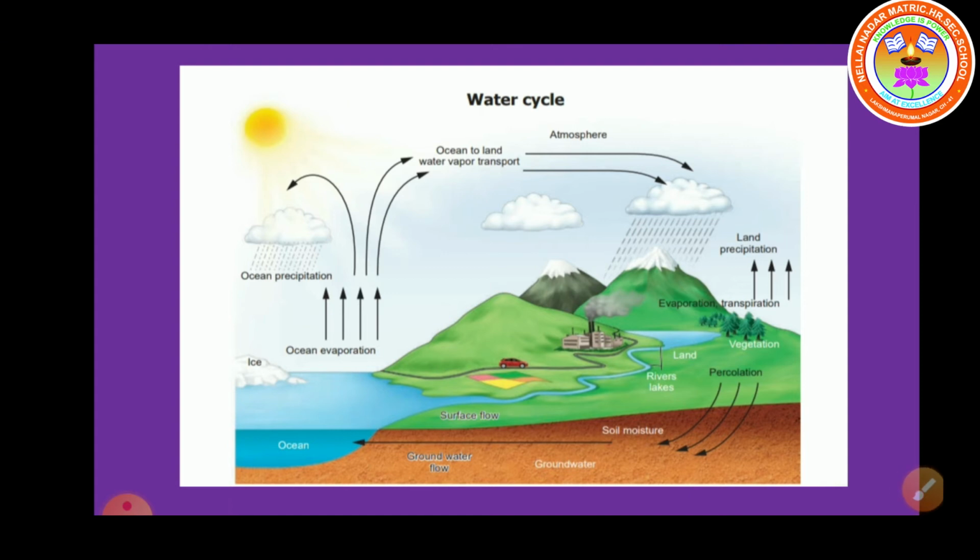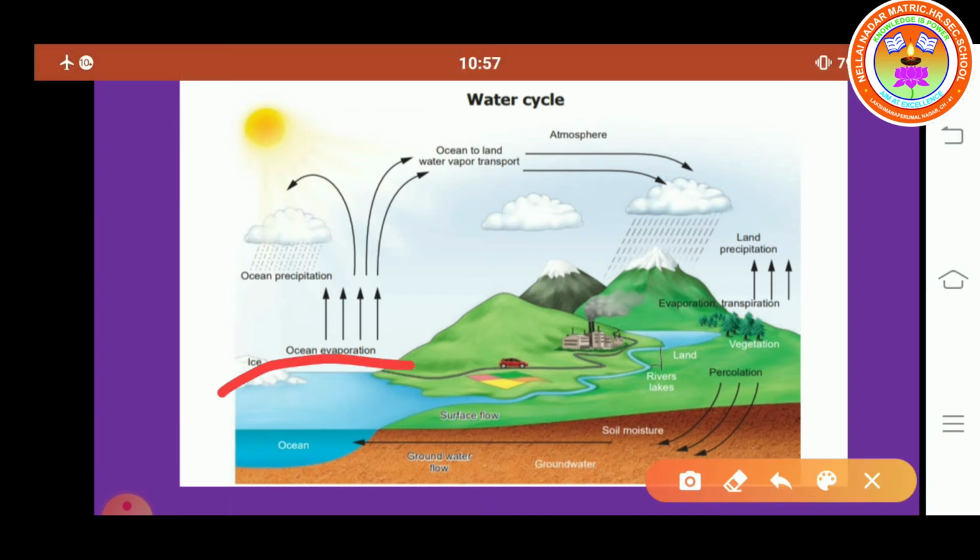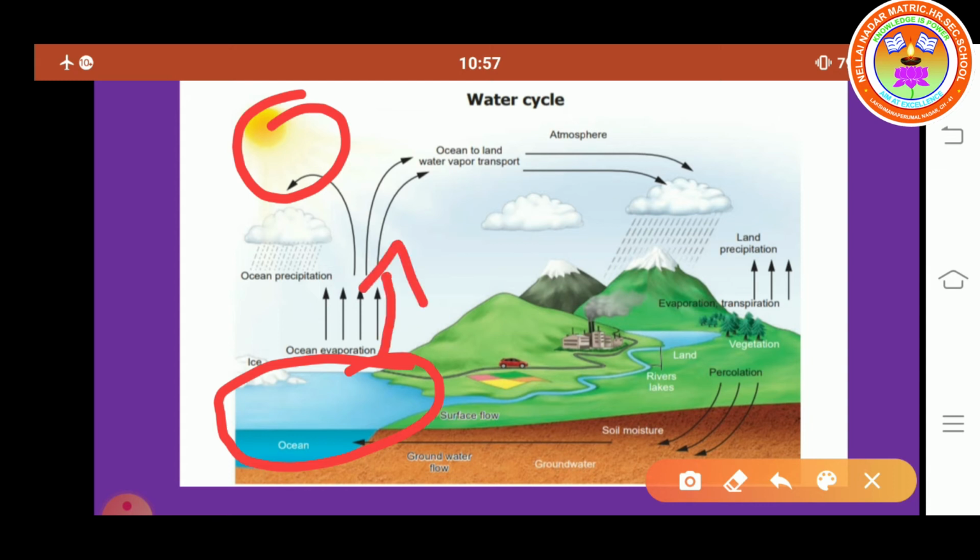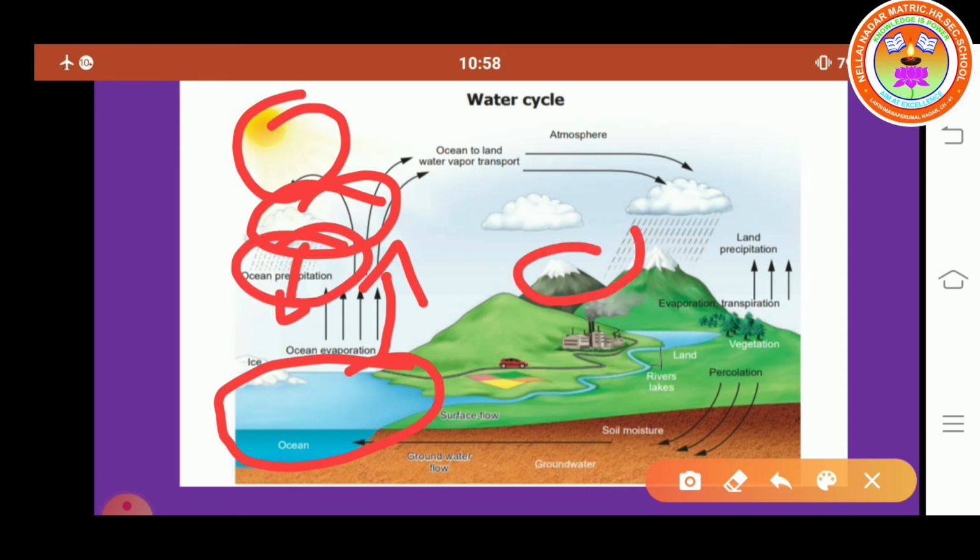Next we will discuss the water cycle. The water on the earth evaporates into the atmosphere due to the heat of the sun. The water vapor in the atmosphere forms clouds. From the clouds, water falls on the earth in the form of rain or snow. By this natural process, water gets renewed. This is called the water cycle.